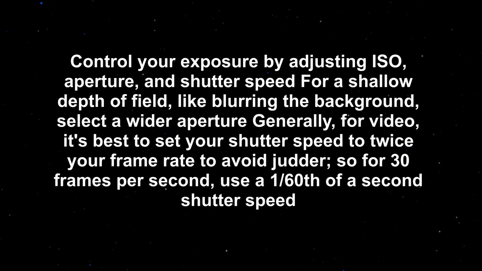Control your exposure by adjusting ISO, aperture, and shutter speed. For a shallow depth of field, like blurring the background, select a wider aperture. Generally, for video, it's best to set your shutter speed to twice your frame rate to avoid judder. So for 30 frames per second, use a 1/60th of a second shutter speed.